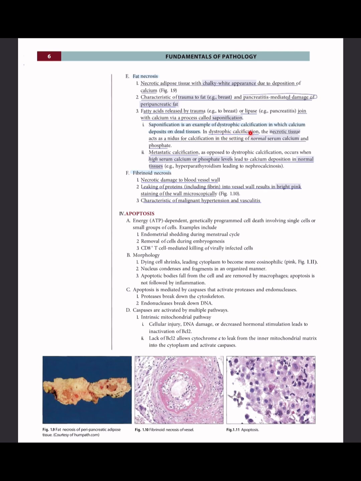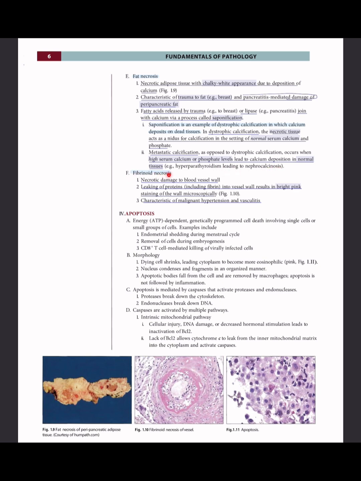In dystrophic calcification, the necrotic tissue acts as a nidus for calcification in the setting of normal serum calcium and phosphate. Metastatic calcification, as opposed to dystrophic calcification, occurs when high serum calcium or phosphate levels lead to calcium deposition in normal tissues. For example, hyperparathyroidism leading to nephrocalcinosis.